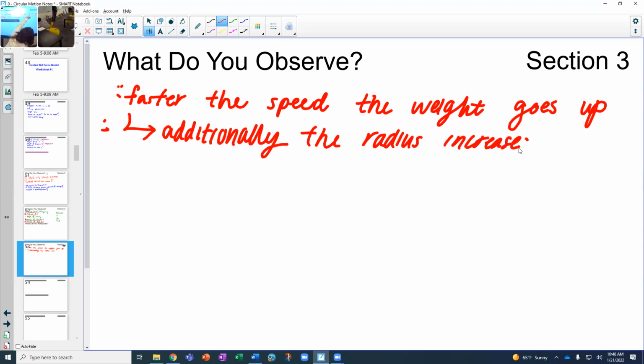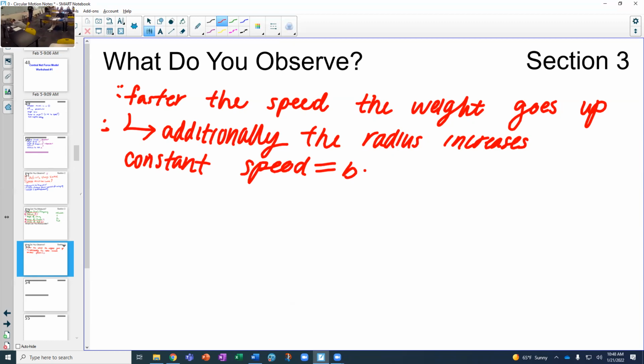Constant speed has balanced forces. Okay, so if I keep it at a constant speed, it seems like the forces are more balanced. And Michelle, you can click on that X and it'll take that off the screen for you. Constant speed makes it seem like the forces are more balanced. Anything else?